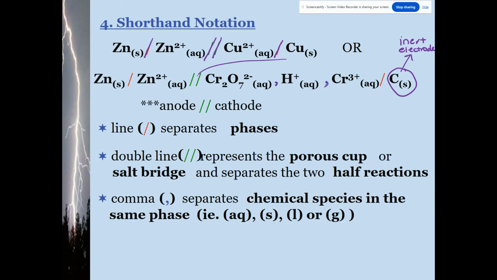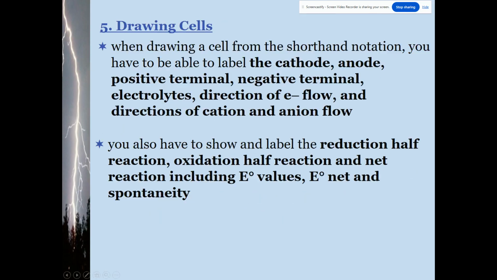So all of these ions are aqueous surrounding the solid copper or solid carbon electrode. So that solid carbon electrode, that again is with a single line, and all of these ions have commas between them, okay? So that's also part of drawing or representing your shorthand notation. And like I said, it's always anode versus cathode. Anode on the left, cathode on the right.